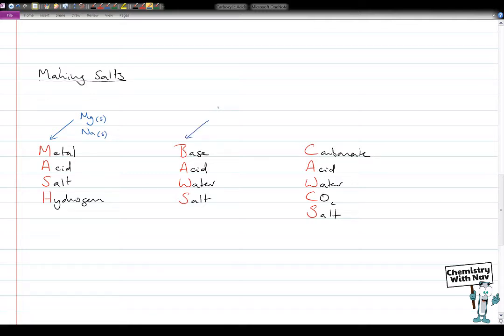That metal could be such as magnesium or sodium. We could have bases or alkalis that we know very well, so an aqueous solution of sodium hydroxide, or perhaps a solid such as magnesium oxide. And in the carbonates, we could use something like sodium carbonate, Na2CO3, which is a solid, which would still cause that reaction to occur. Remember that bases are metal oxides and metal hydroxides. Those are two of the important base groups that come up commonly in A-level chemistry.